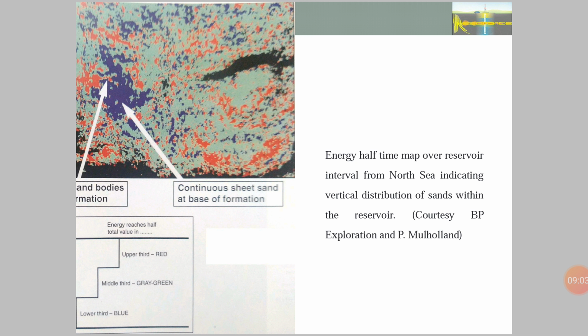Observe that we are trying to understand attributes from the various types of attributes which have been talked about, and we need to consult and consider all these types of attributes in order to make conclusions of the presence of hydrocarbon, the structural disposition, and the fault placement. Now, energy half time map is one of the attributes which is run over reservoir interval, and this example is taken from North Sea, indicating vertical distribution of sands within the reservoir.